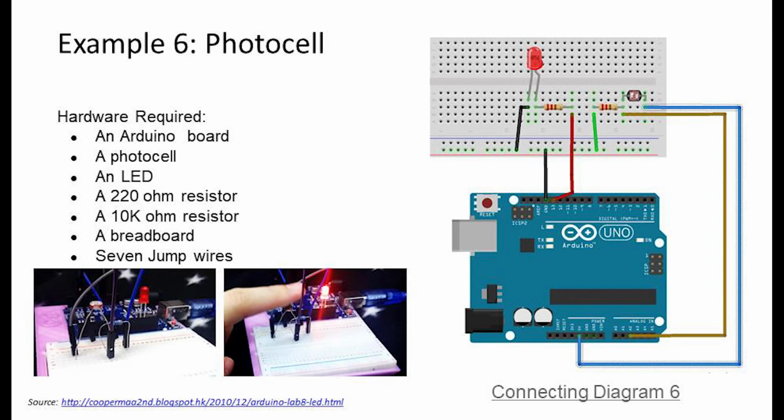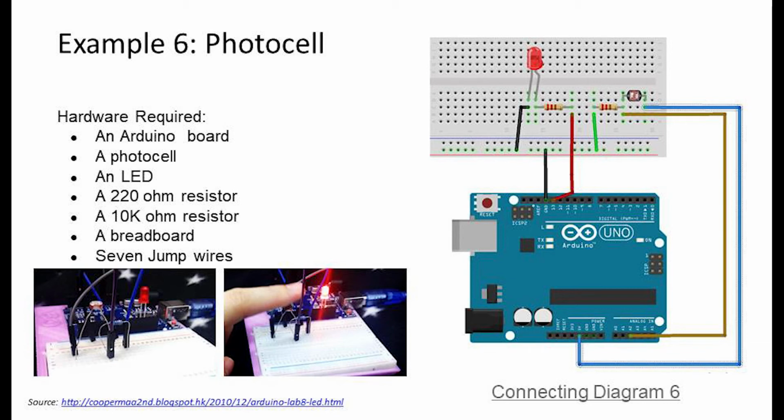The last setup we would like to talk about is example 6, the photocell. You will be given an Arduino board, a photocell, an LED, a 220 ohm resistor, a 10,000 ohm resistor, a breadboard, and 7 jump wires. From the connecting diagram, you can see that this setup is very similar to example 5. However, the push button in example 5 is replaced by the photocell in example 6.